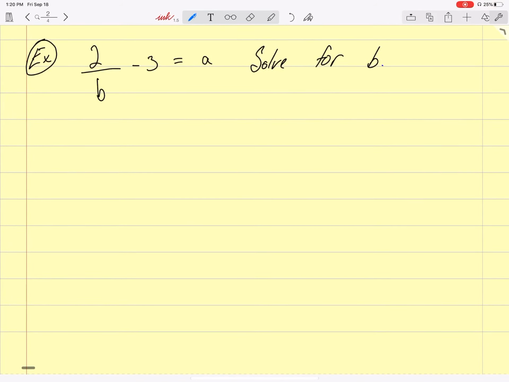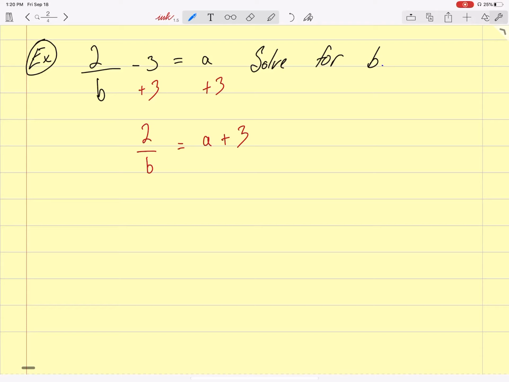Okay, so this is a different type of problem. We have this b down here. So that's what we're solving for. So how do we get it into the numerator is the question here. But essentially you just do the same thing. So we're going to move things away from b first. Now you don't have to. I could clear that fraction out, but it looks easier once you move everything away from it. So I'll add 3 to both sides. And so we'd have 2 over b equals a plus 3.